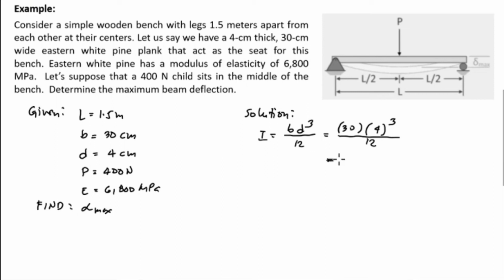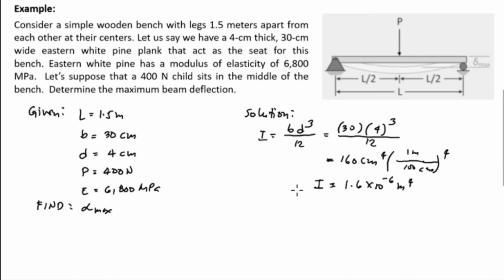The value for I is equal to 160 centimeter exponent 4. And then we convert into meter. So 1 meter is equivalent to 100 centimeter, exponent 4. So the value for I in terms of meter exponent 4 is 1.6 times 10 to the power negative 6, and the unit is meter exponent 4. So we have now the value for I.